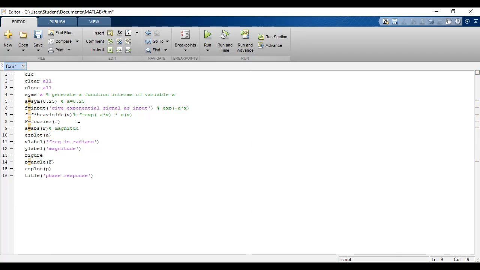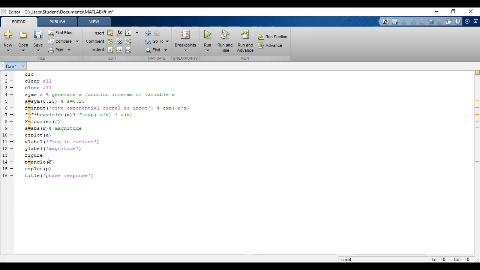Next, EZ plot. EZ plot means randomly it will take frequencies on x-axis and magnitude values on y-axis. So for a random plot, randomly taking values on x-axis, we need to use EZ plot. X label frequency in radians, Y label magnitude.